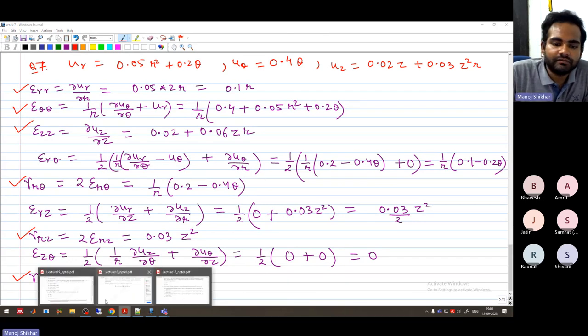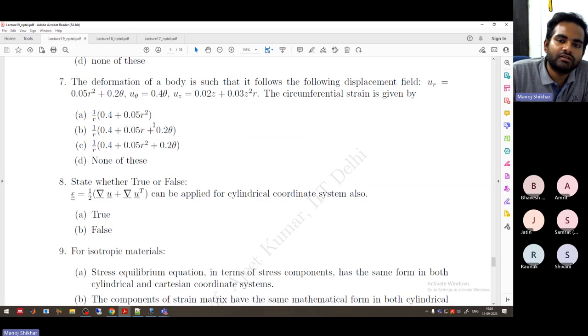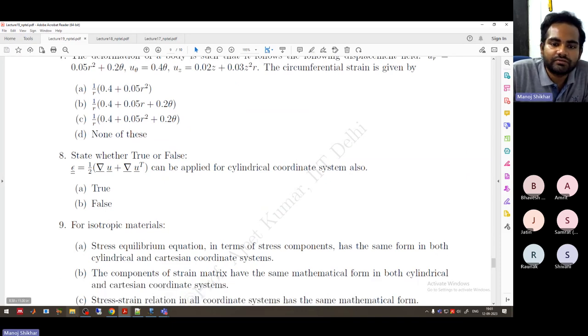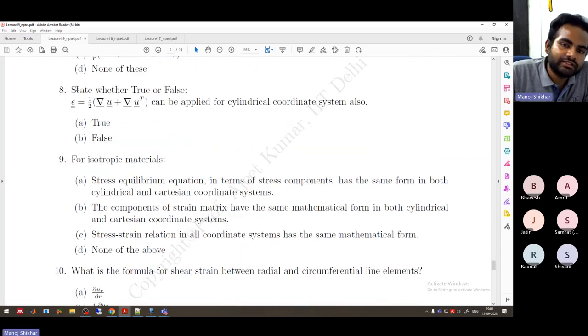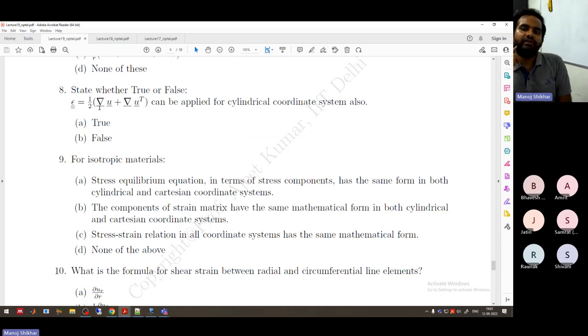This is from the same PDF which is available on the professor's website. From there only I'm taking these questions. Okay, so question number 8 is state whether true or false. Epsilon equal to 1 by 2 (gradient of u plus gradient of u transpose) can be applied for the cylindrical coordinate system also. So this is true because this is a generic mathematical formula. We just need to know how to substitute the gradient here.